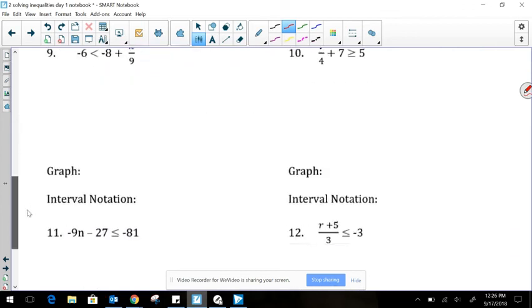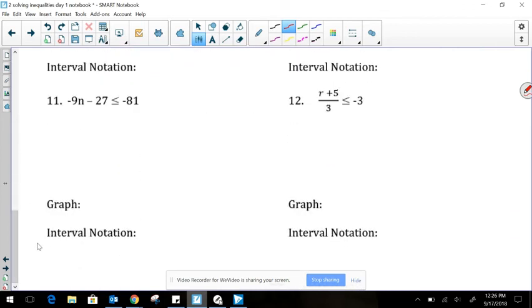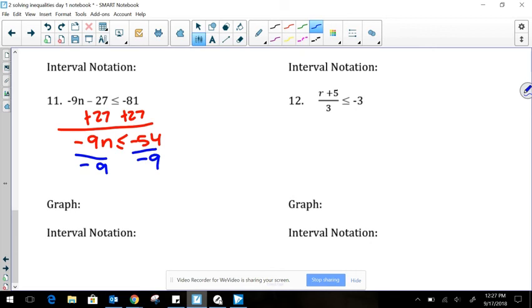All right, then last one, we're going to go down and do number 11. So I'm going to add 27 to both sides. Okay, so I have negative 9n is less than or equal to negative 54. I need to divide both sides by negative 9. So think, oh, I'm dividing by a negative number. I need to flip my sign. So I have n now is greater than or equal to positive 6. Then you can go ahead and graph. So I have a closed circle, greater than.